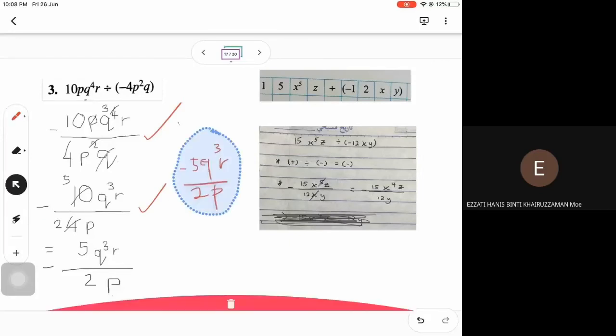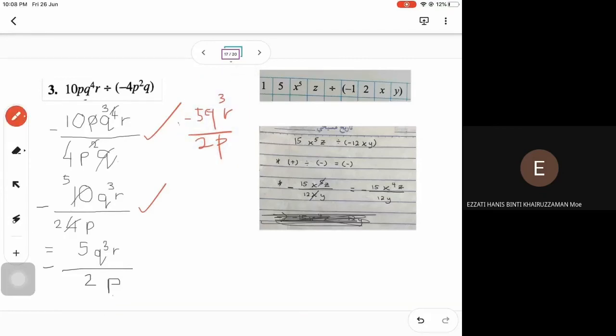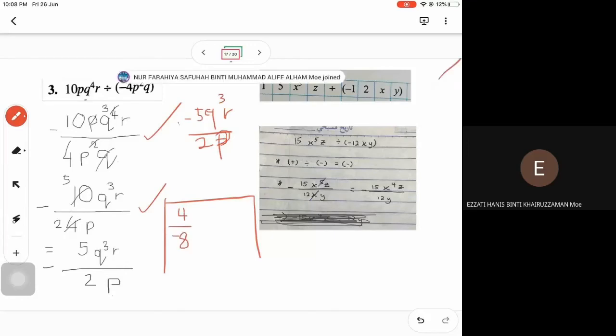Okay, to answer that, everybody, I hope semua jaga, alert. 1 over negative 2. Ataupun contoh lain, 4 over negative 8. Okay, 4 over negative 8. When we simplify, it will give you 1 over negative 2. But this is not the final answer.